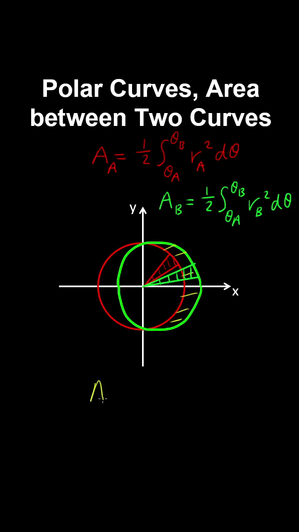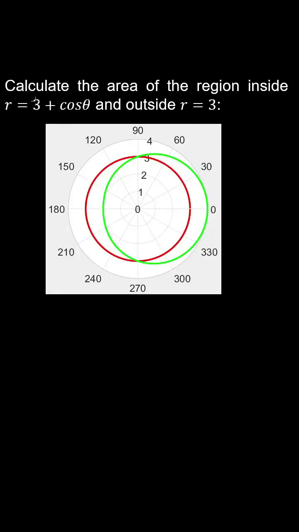So our definite integral to find the area between two polar curves between angle theta A and theta B is written as follows. Typically you'd find these angles where the curves intersect, and then you'll be able to evaluate the integral. Let's calculate the area of the region inside the limacon and outside the circle. So that would be this region over here.